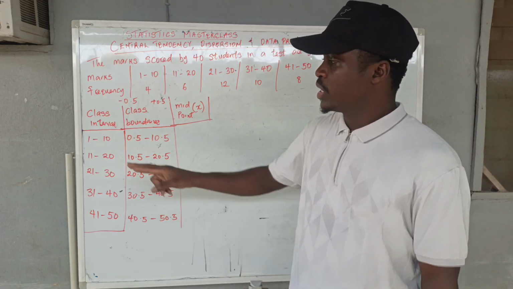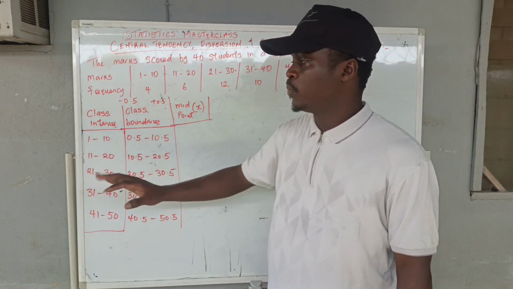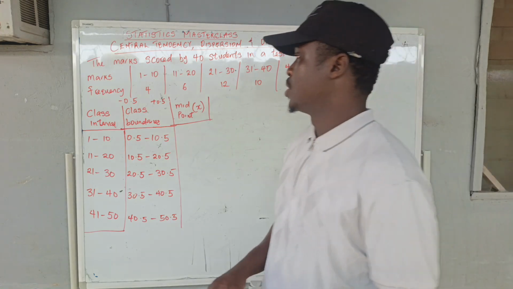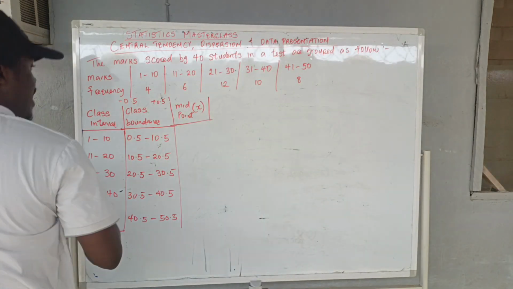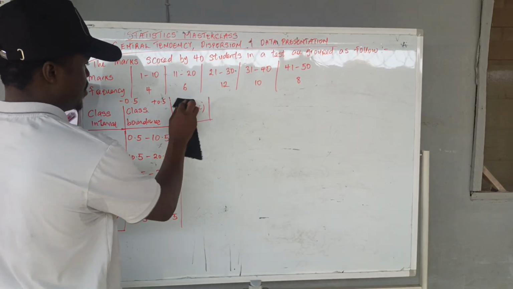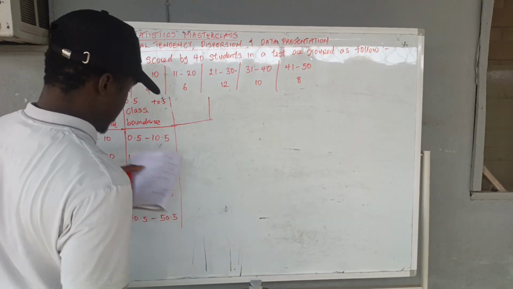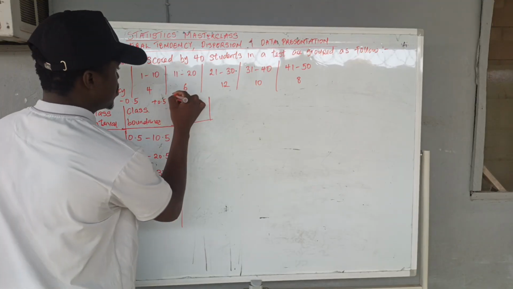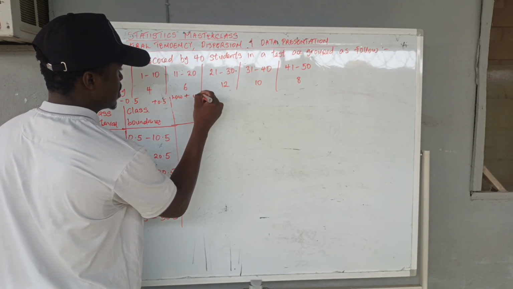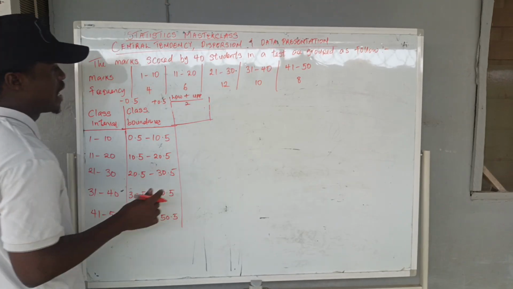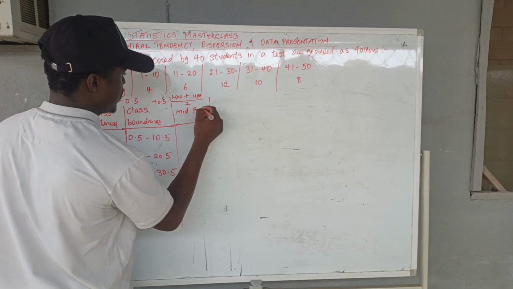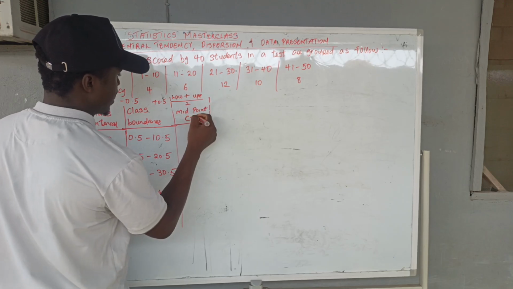What you need to do is add your lower limit and your upper limit together, and divide by 2. I'm going to rewrite this so that it makes the explanation easier. So your lower limit plus your upper limit, divided by 2, is how we get the midpoint, which is usually x.